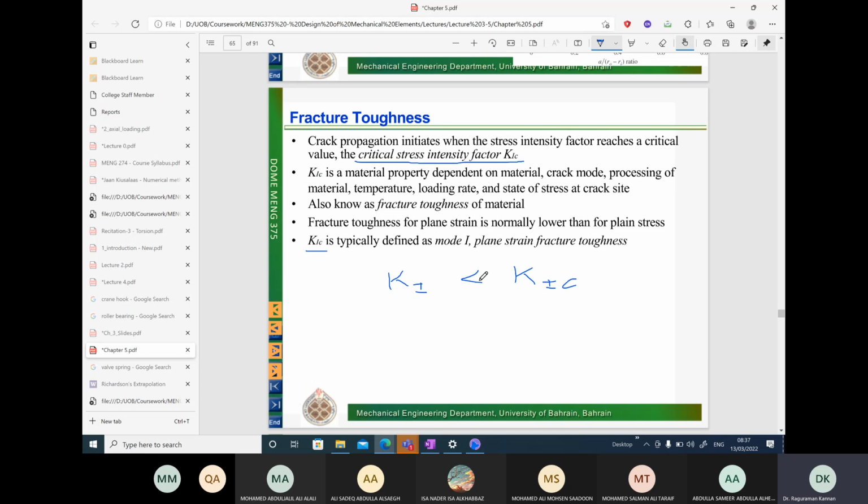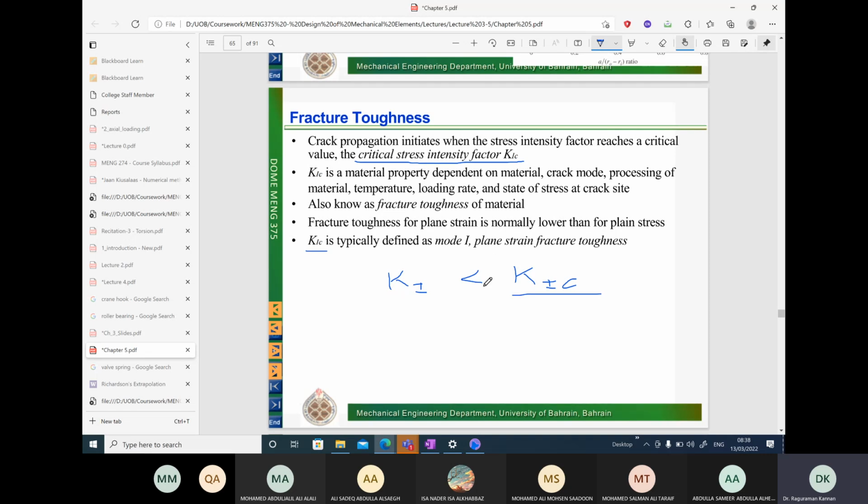We also briefly discussed the stress intensity factor. What is the critical stress intensity factor? It is a material property, dependent upon the material, the crack mode, processing of the material, temperature, loading rate, and state of stress. So these are a lot of things. How do we determine them? We cannot determine these quantities just based upon theoretical calculations. We would rather require experimental procedures to determine the KIC values.